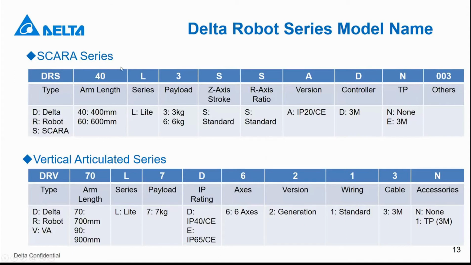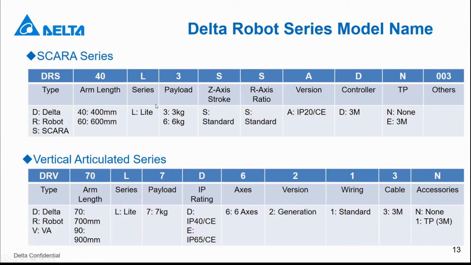And then the next is the number 40. That means arm length, so you need to choose arm length with this number. For now, 40 means 400 millimeter, 60 means 600 millimeter. But this year, we also start to have 50 and 70, meaning 500 and 700 millimeter arm length.